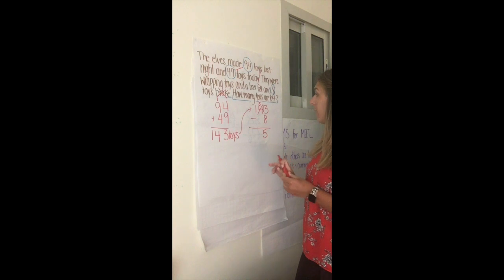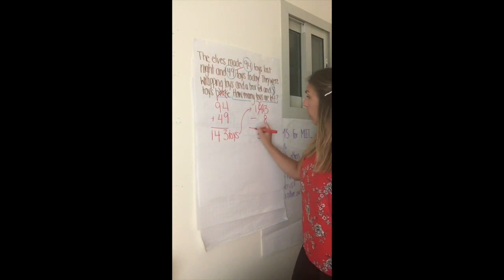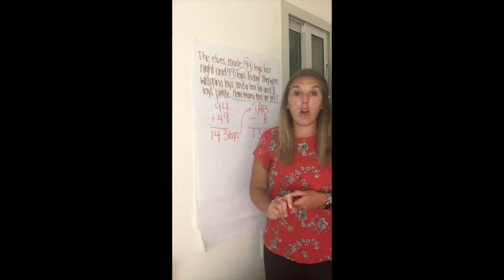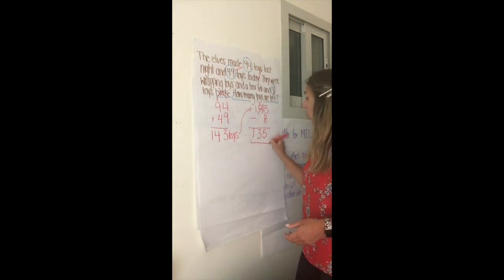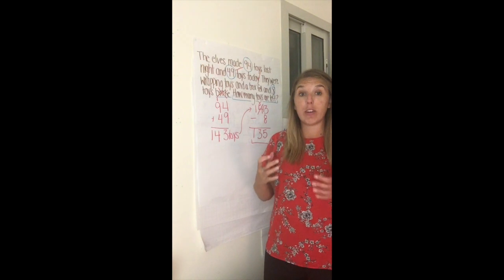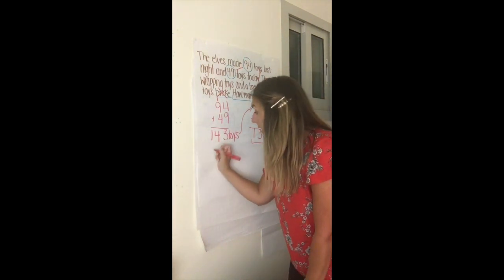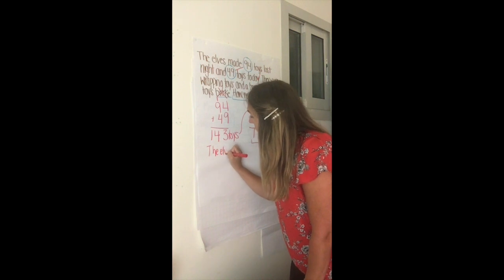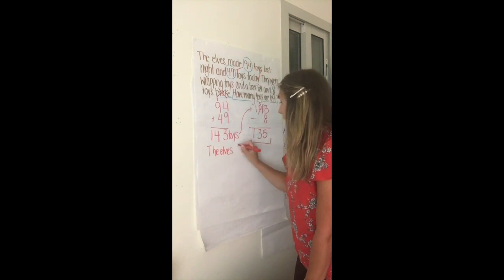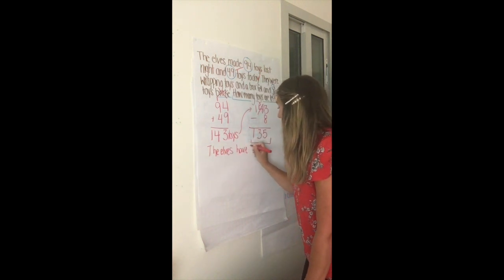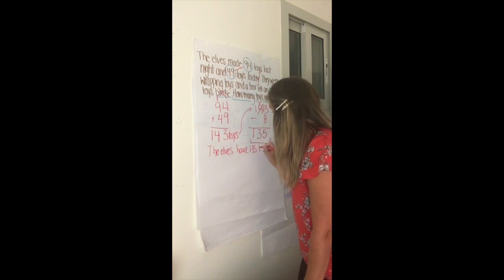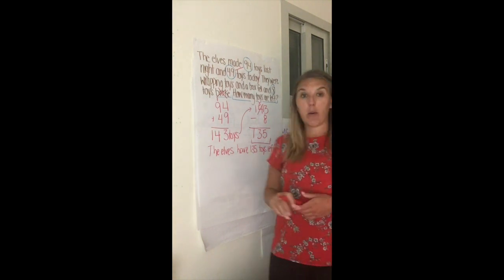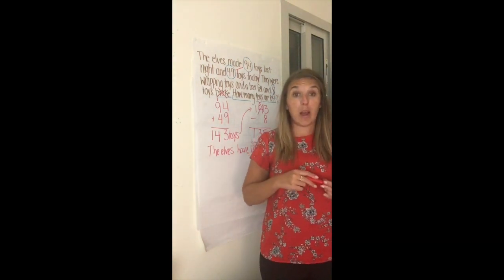Then I go over to my tens column. 3 subtract 0 is 3. 1 subtract 1 is 1. So they have 135 toys left. That's how many toys are left after they're broken. So then I would write a sentence that goes with it and say the elves have 135 toys left. And that's how I would solve a two-step word problem.